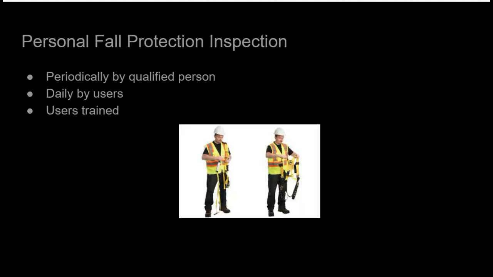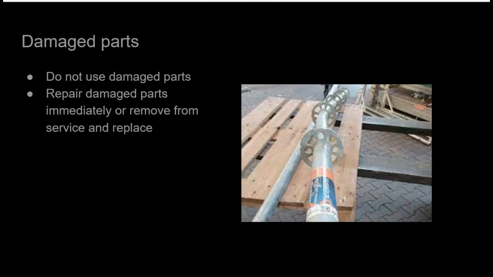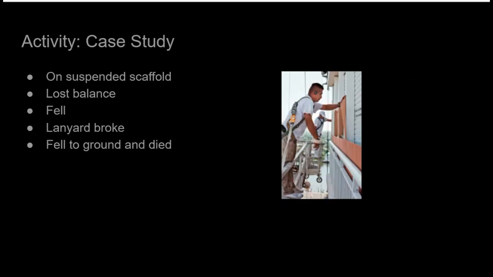Personal fall protection should be inspected periodically by a person qualified to do so. Users must inspect their personal fall protection equipment each time before they use it. They need to be trained on how to inspect the equipment. Damaged parts must not be used. If they cannot be repaired immediately, they should be removed from service and replaced before anyone uses the scaffold.